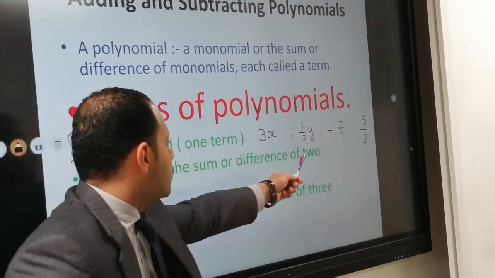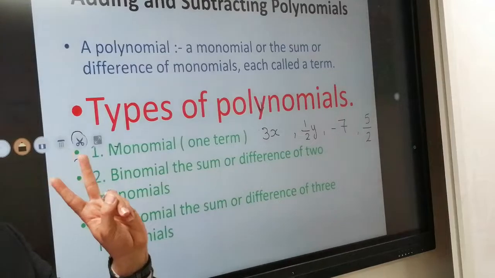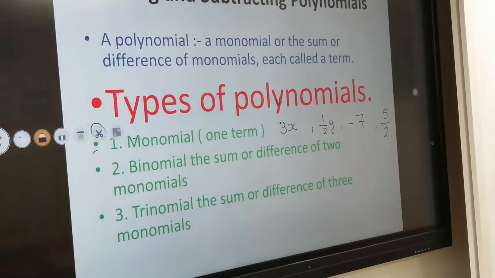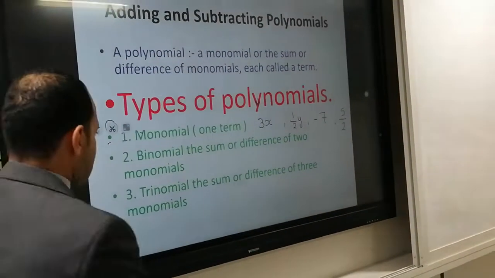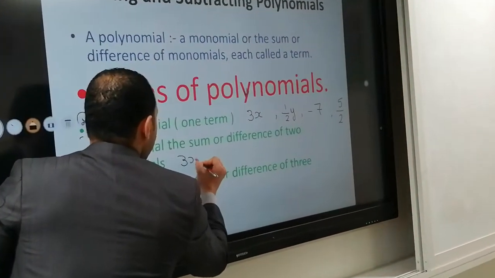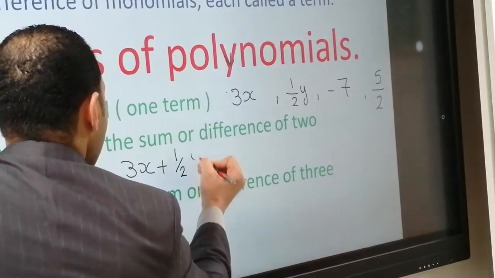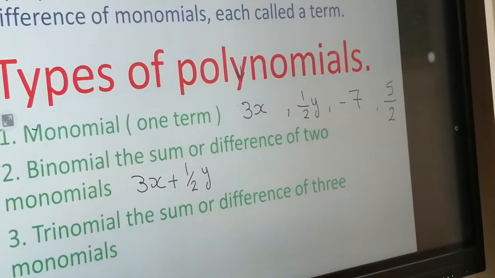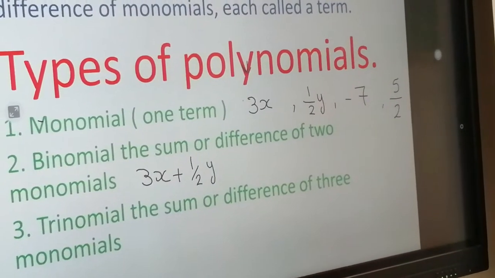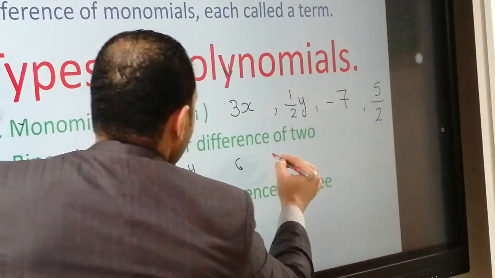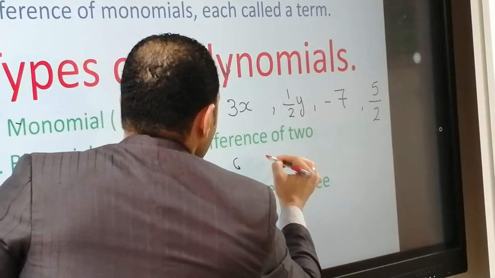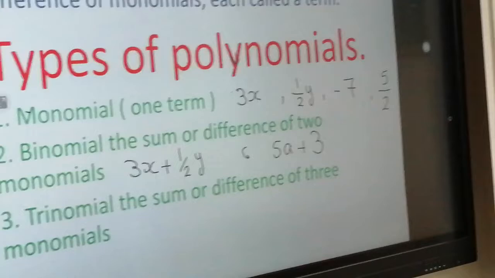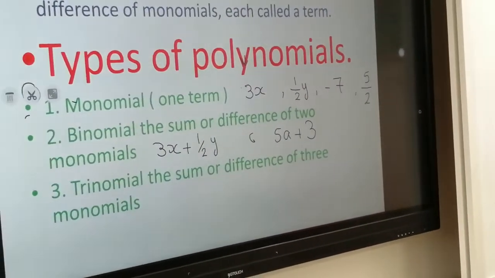What is a binomial? A sum or difference of two monomials. So I have to add or subtract two monomials. Who can give me an example, please? We have here 3x plus half y. Excellent. He collected the two terms here. So we have two terms. Also I have 5a plus 3. So this is also a binomial.